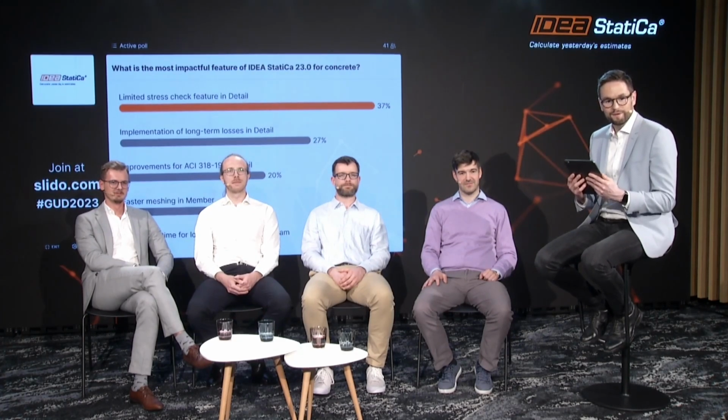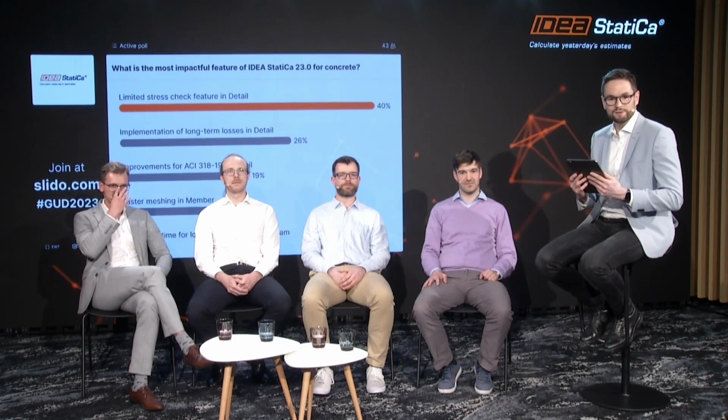Thank you for doing another poll. We can see the results coming in. There's a struggle for first place between limited stress check feature in detail and implementation of long-term losses. Give it a few more seconds so we can declare a winner. Third place, improvements for ACI. Fourth, faster meshing. Fifth, equivalent time for long-term deflection in beam. Limited stress check feature in detail, the winner.